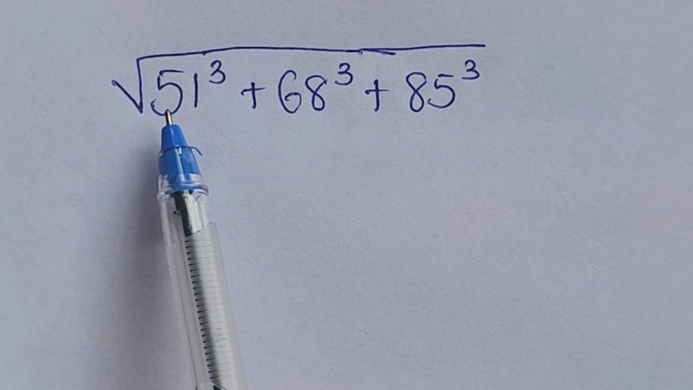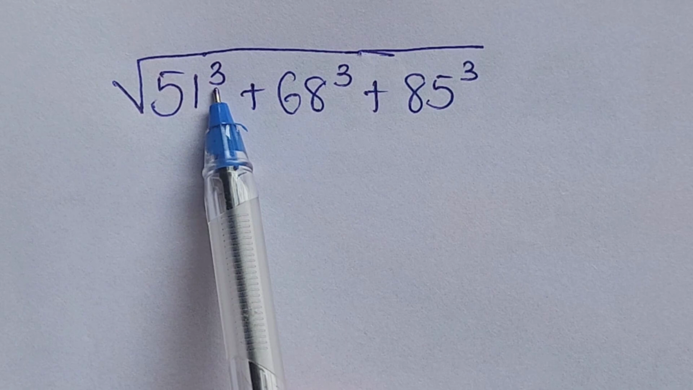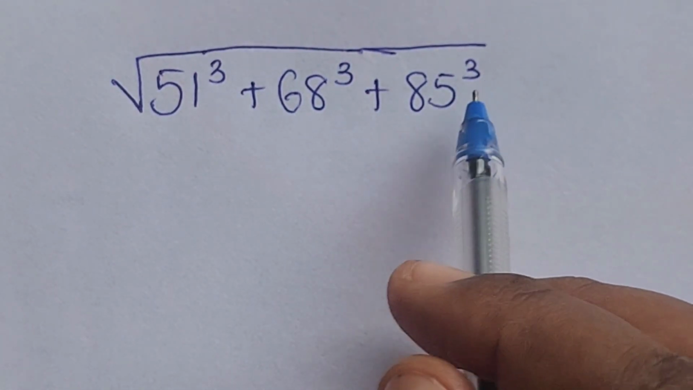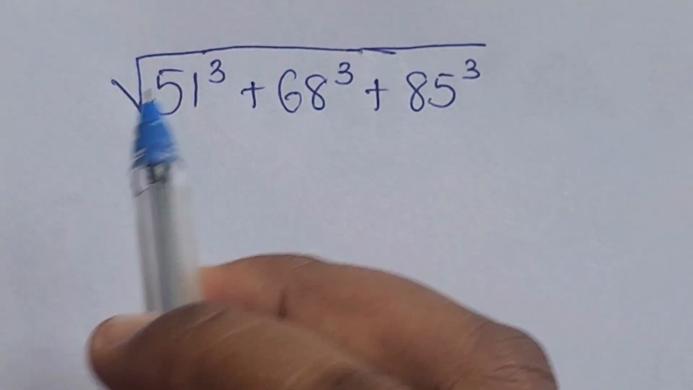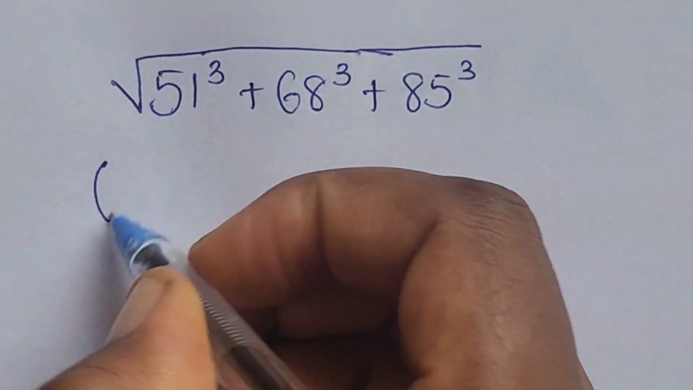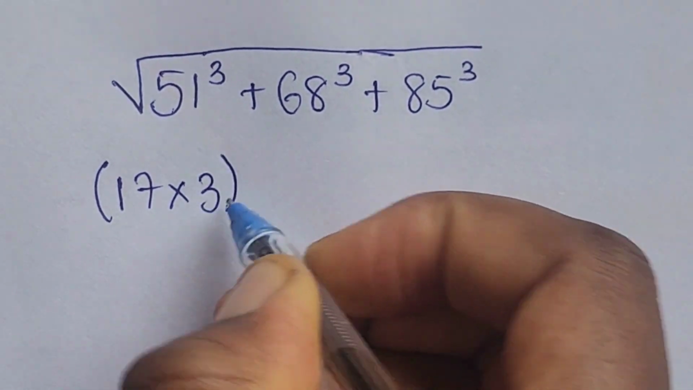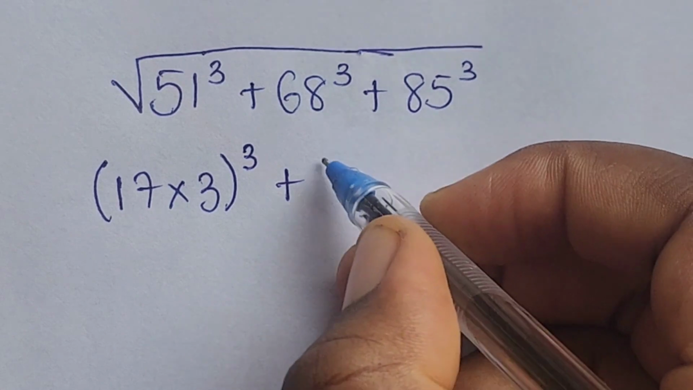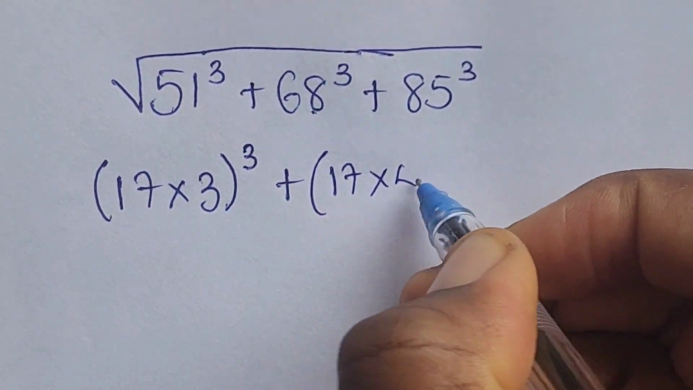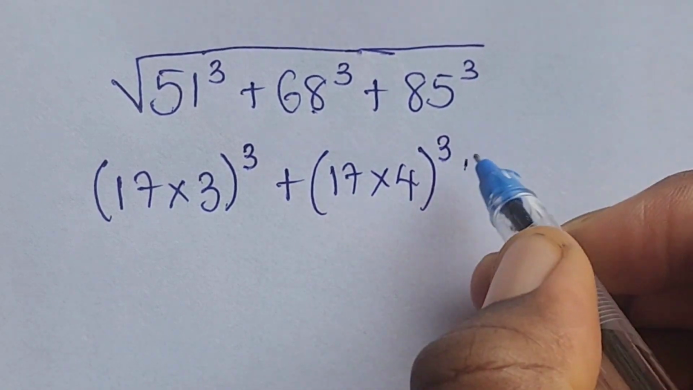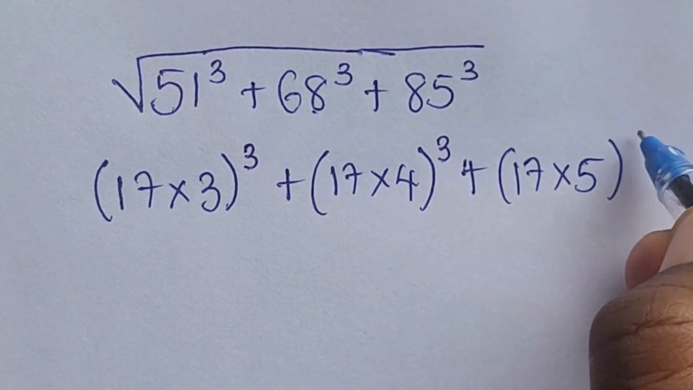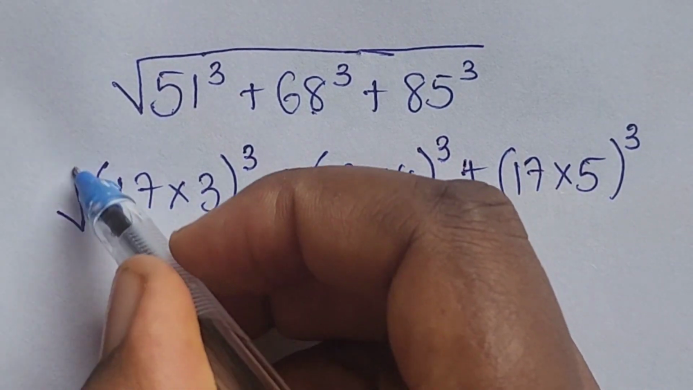So today we want to resolve this. We have the square root of 51 to the power of 3 plus 68 to the power of 3 plus 85 to the power of 3. So for us to begin, let's split these numbers into two. To have 51 as 17 times 3 further raised to the power of 3, plus we have 68 as 17 times 4 to the power of 3, plus 17 times 5 further raised to the power of 3. And remember, this is square root.